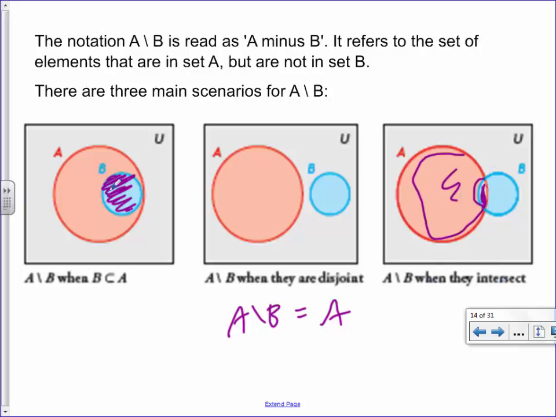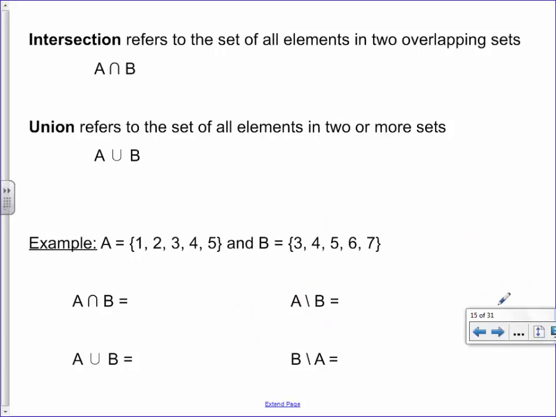So it could be entirely contained. It could be not contained at all. That word's disjoint. Or it could be where they cross. So this is just a recap of the words we've learned then. This is intersect, where they overlap. This is where they're conjoined together. Let's just try some more examples with this terminology.